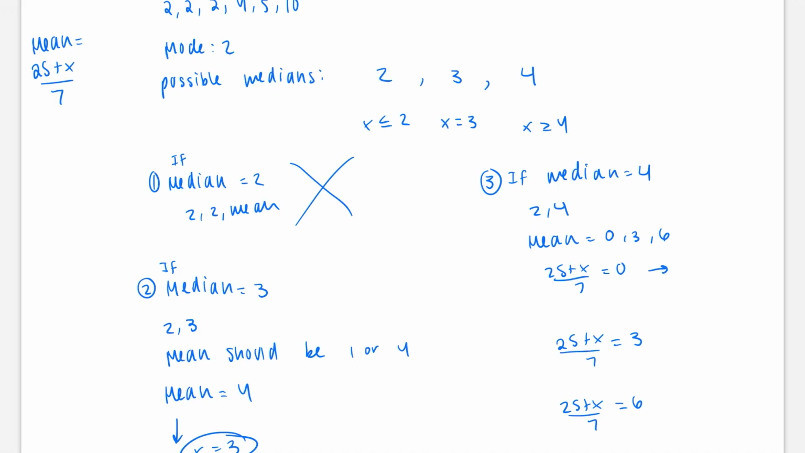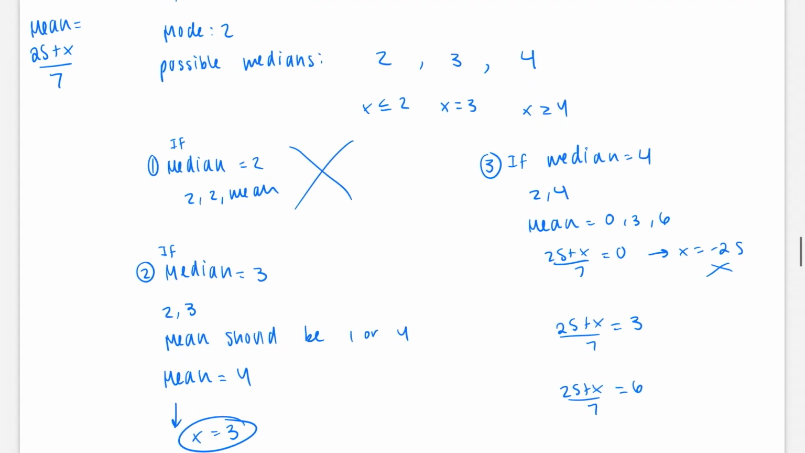So from here, we're going to get x equals negative 25, which we can't have because we said that under this case, x is larger than or equal to 4. Next, we get x equals negative 4, again not possible, and after that we get x equals 17, which is possible because it satisfies the requirements of our case, which is that x is larger than or equal to 4.